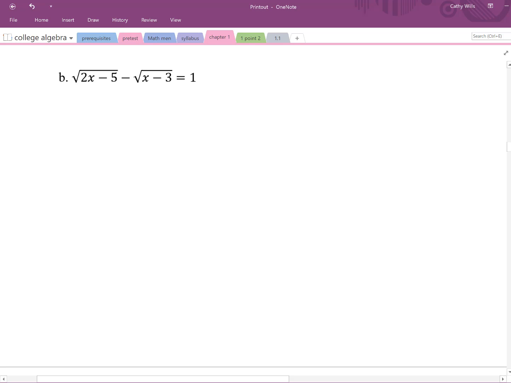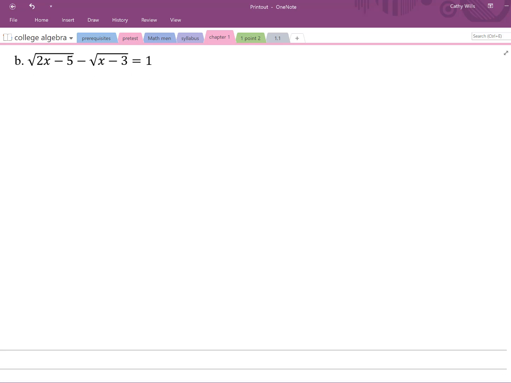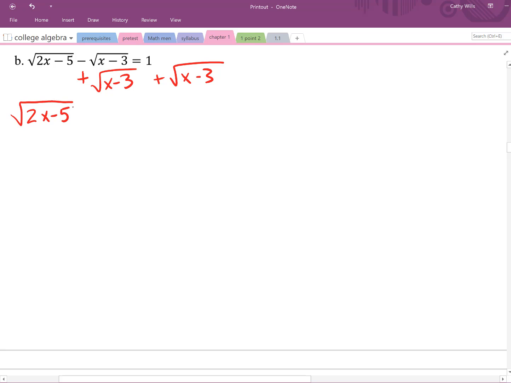Okay, now we are going to look at this equation that has two radicals in it. So in this problem, we're going to have to square both sides twice. The first thing we need to do is isolate one of the radicals. So we'll isolate the square root of 2x minus 5, and we'll add the square root of x minus 3 on both sides. So we're left with the square root of 2x minus 5 equals 1 plus the square root of x minus 3.